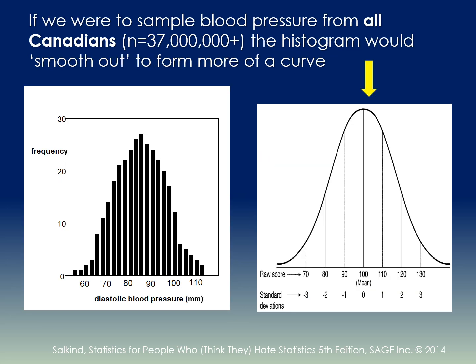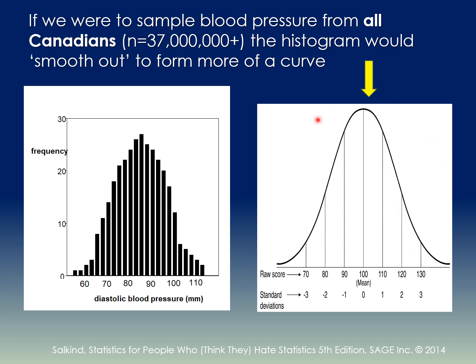And if we can continue to increase the sample size and actually go right up and measure everybody in the population, everybody. So let's say that we were to sample the diastolic blood pressure from all Canadians, right? I think there's 37 million plus. The histogram that we have would smooth out very nicely. And this is what it would look like. The histogram would go from kind of jagged, because we have a smaller sample size here, 365, to over 37 million, we would see a curve that looks more like this.